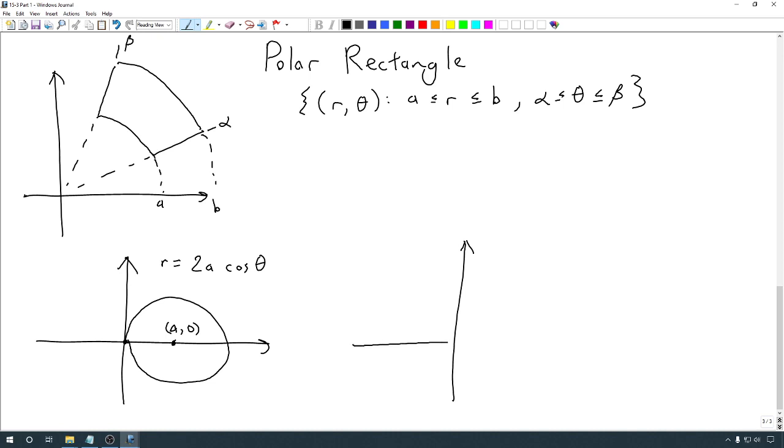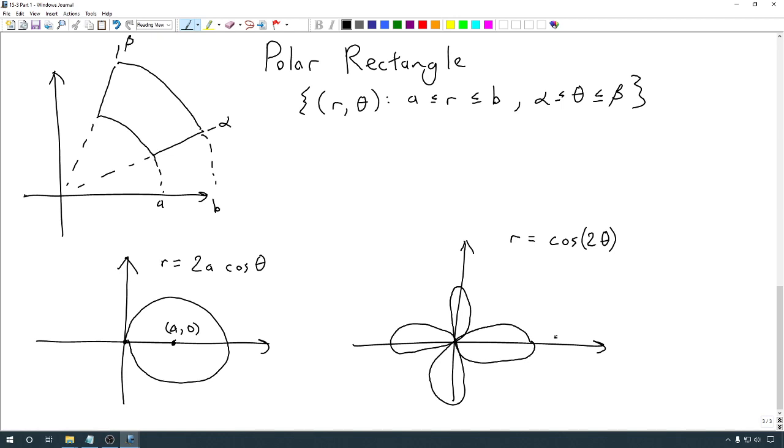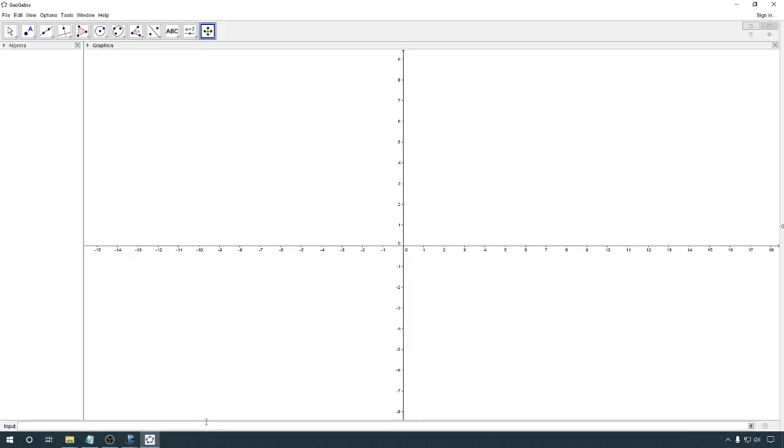Another example. This time I'll leave out any radius or anything like that. But let's look at r equals cosine of 2 theta. This is a kind of nifty looking shape. And let's see if I can draw it here. Actually, a little bit better than I might have expected, but it's supposed to be a little bit more symmetric than that. Let's actually graph this thing so you can get a better idea of what it looks like.